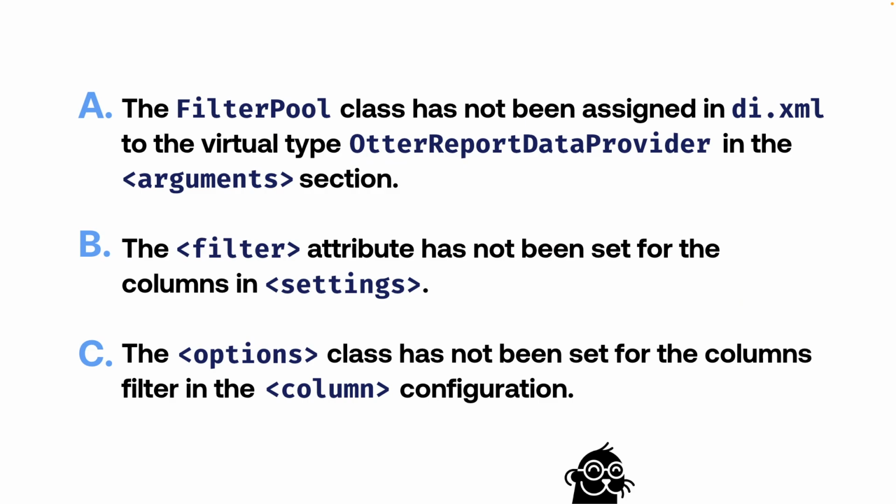So let's look through these answers and see what we can do to solve this problem. As always, these knowledge bites have 3 answers, to promote critical thinking and quick thinking, so that you are able to stand on your feet as you are talking with your colleagues, or even more importantly, with your clients. Check this out. A, the filter pool class has not been assigned yet in DI XML to the virtual type autoreport data provider in the arguments section. B, the filter attribute has not been set for the columns in settings. And C, the options class has not been set for the columns filter in the columns configuration.